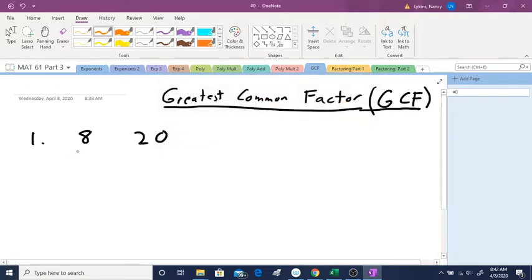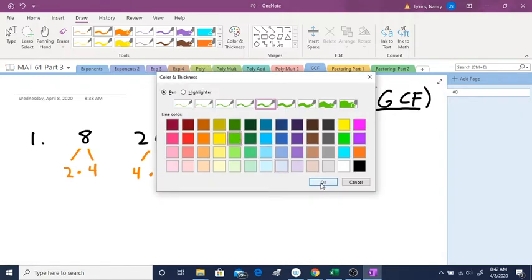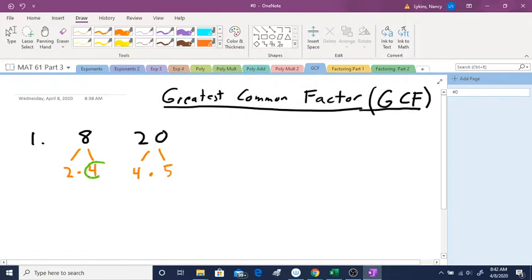So let's look at 8. Now, besides using 1, what factors can break down 8? 2 times 4. Okay, so now what I'm looking for is this. Can the 2 or the 4 go into 20? Well, in this case, both of them, but you want to take the highest number. I've got 4 times 5. So that means that the greatest common factor is 4.